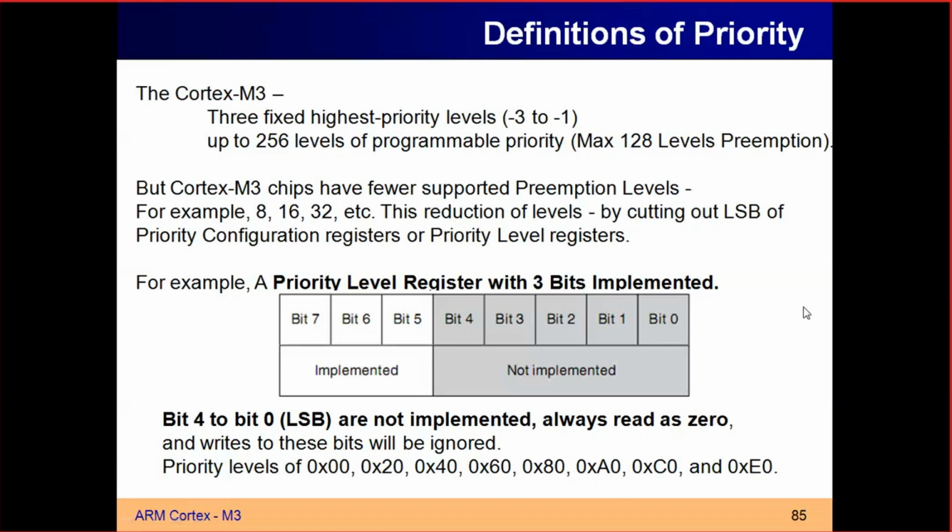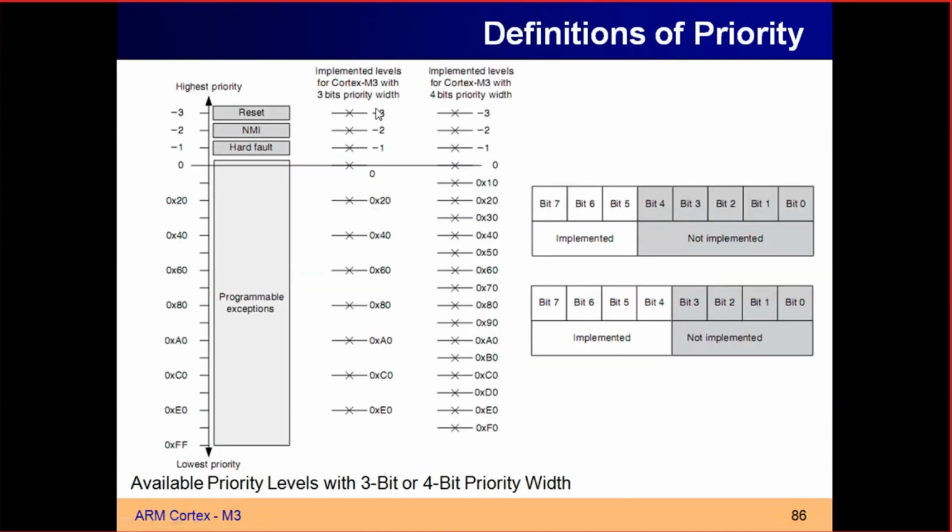They show one example. Here these are the priority levels in the case of 3 bits implemented. 8 levels will be there. And this is in the case of 4 bits implemented. When you have 4 bits implemented, in between each of these states, one more state will come. So it will be 00, 10, 20, 30, etc., up to F0. These are known as the programmable priority. This is how they are reducing the number of preemption levels.